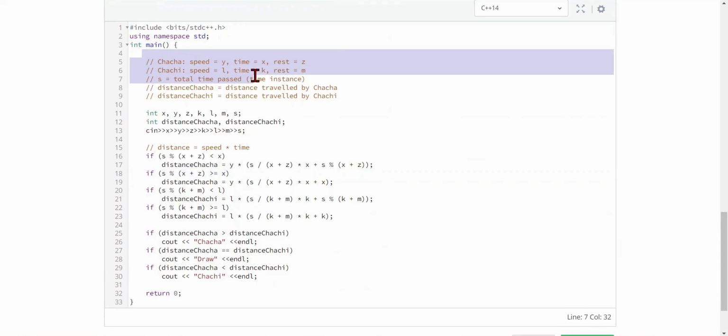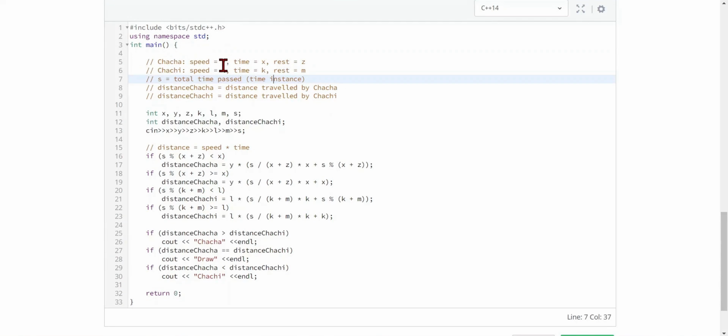Now, this is the convention that is given by the question. For Chacha, Y is the speed, X is the time for which Chacha runs, and Z is the rest time of Chacha. Similarly, Chachi runs with the speed of L meter per second, runs for K seconds, and rests for N seconds. S is the total time passed, or the time instance that we need to calculate, and we are considering distance Chacha as a variable which will calculate distance traveled by Chacha, and similarly distance Chachi.